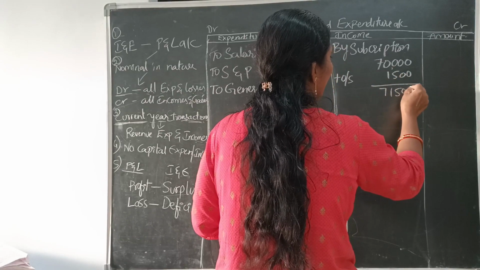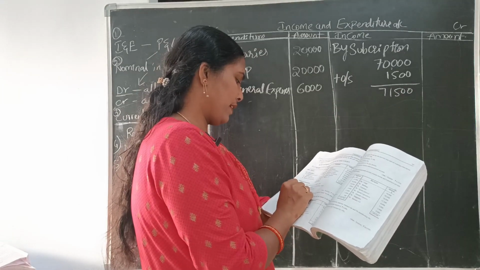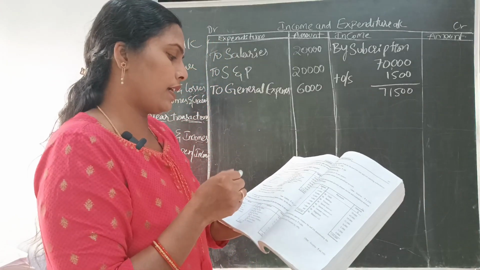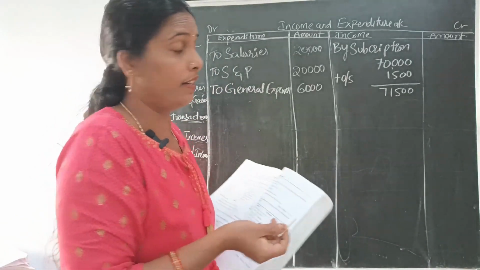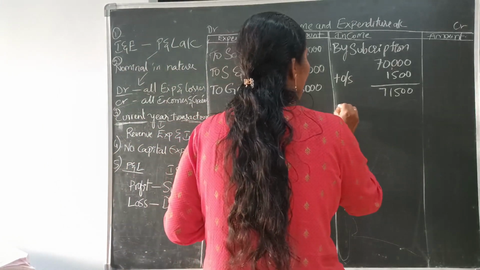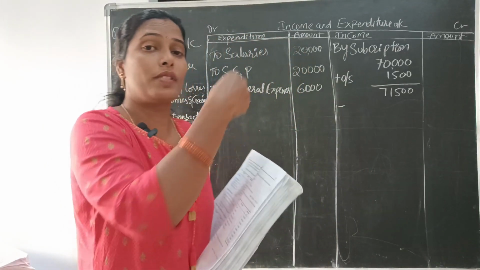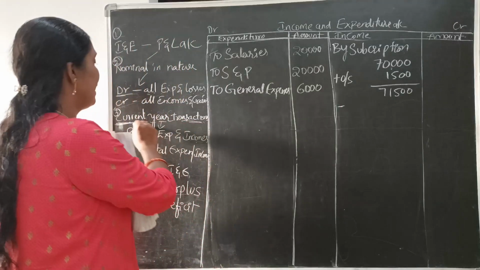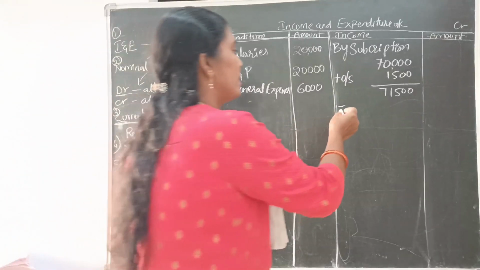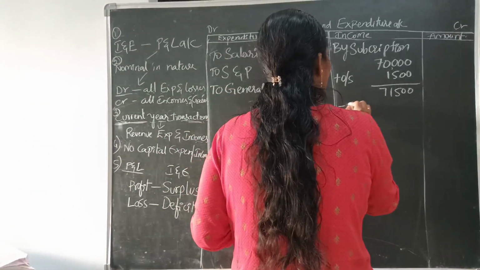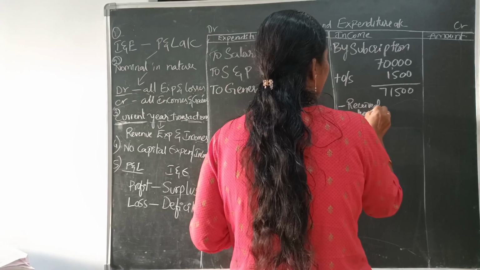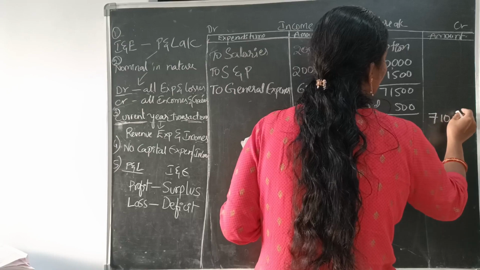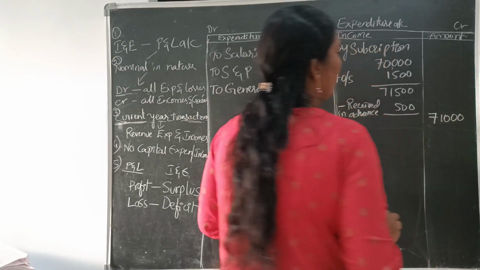So simply add outstanding subscriptions for this year: 71,500. There is one more adjustment. Subscriptions received in advance on 31st March 2019, 500. Advance means a 2020 amount we received in 2019, so we post only current year transactions. So simply deduct the 500 received in advance. So 71,000, write it in the outer column.